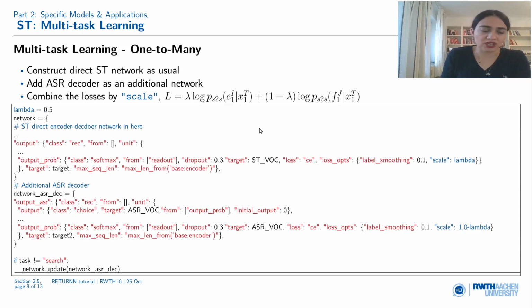In RETURNN, what we need is to first construct the speech translation encoder-decoder network, for example here, and then construct an additional ASR decoder. And whenever the task is not searched during training, we add this additional decoder to the network. We can also combine the losses using loss scale. In this example, we have lambda and 1 minus lambda. It means we equally weight them using lambda 0.5.